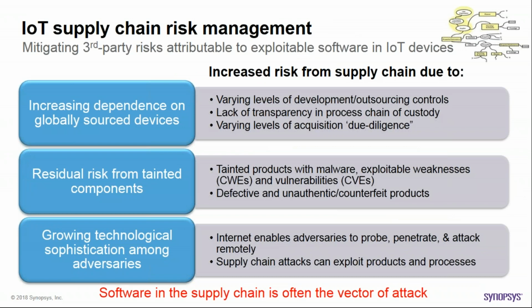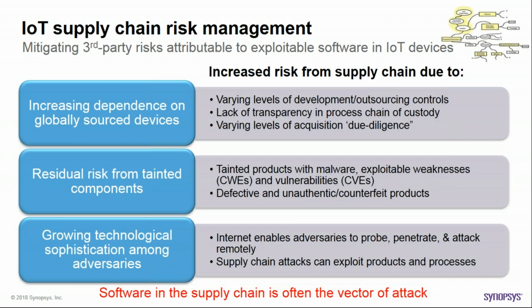And within the IoT supply chain, we're finding that mitigating third-party risk attributable to software is a key determinant here, because we have increasing dependence on globally sourced devices. And with that, we have varying levels of development and outsourcing controls. We lack transparency in the process chain of custody. Most people don't even understand who's involved in that supply chain. And there's varying levels of acquisition due diligence. We're literally finding that there are people involved in the supply chain who we wouldn't let into our own facilities, but it's somehow okay and acceptable just to accept their software and plug it into our enterprises.